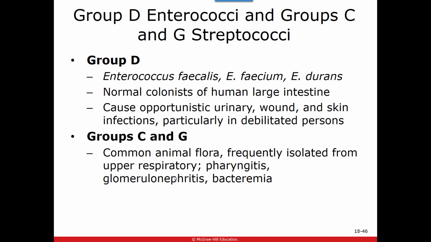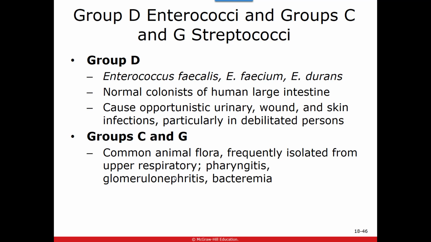We also do have some Streptococcus bacteria that have group C and G antigens on them. Again, these are normally found more in animals, and we sometimes pick them up. They can sometimes cause upper respiratory issues, kidney issues, pharyngitis, sore throat. They're not super common, but there are lots of those different Lancefield antigens.